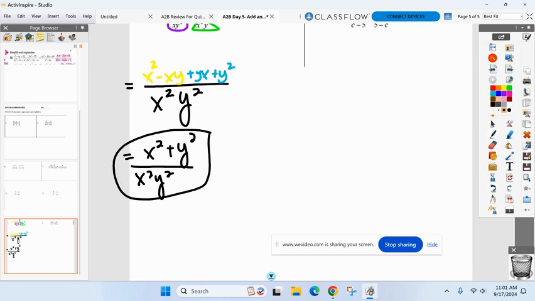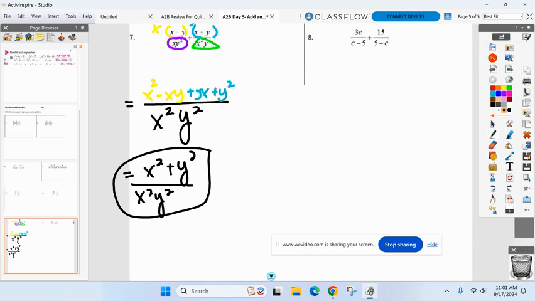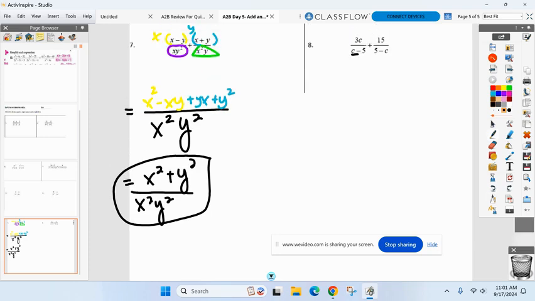You always take out the one with the highest. And again, this is if no factoring is involved, like yesterday. All right, over here, number 8. Notice anything about the two denominators?